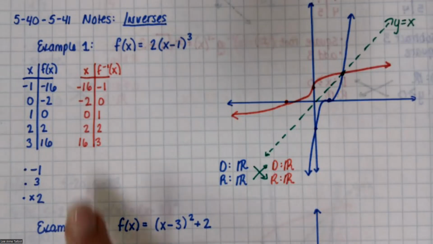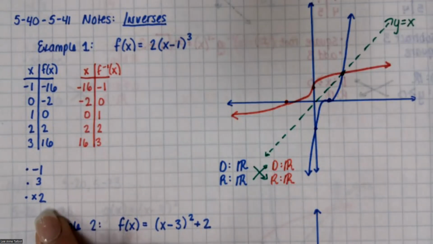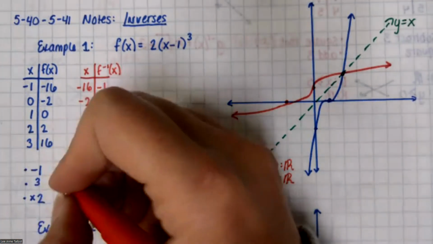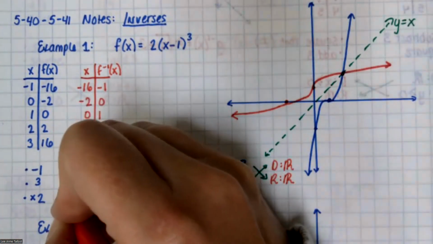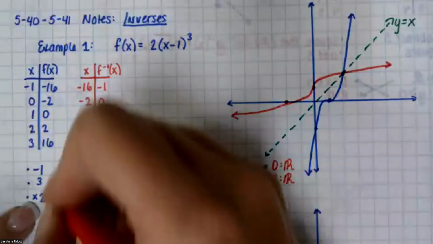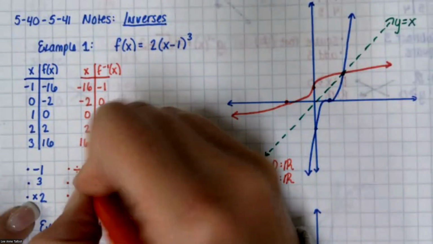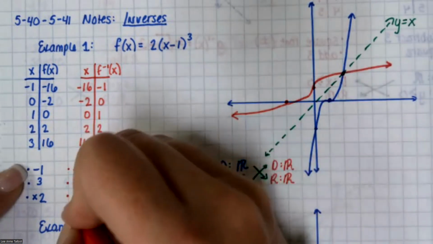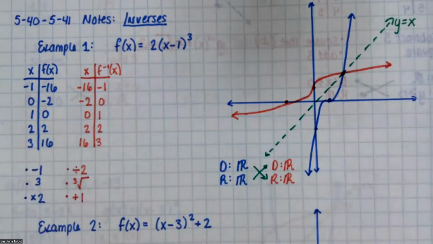Okay, so last thing I need to do is reverse my steps and write the inverse equation. So 1, 2, 3 steps, undo from the bottom. So divide by 2, cube root, plus 1.